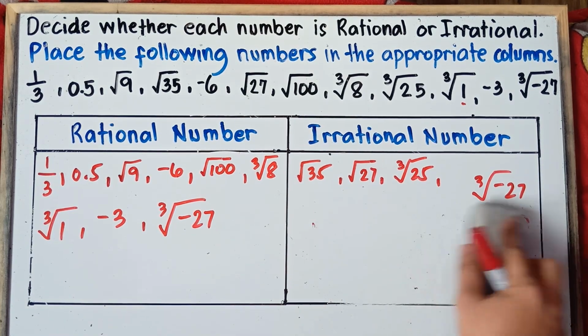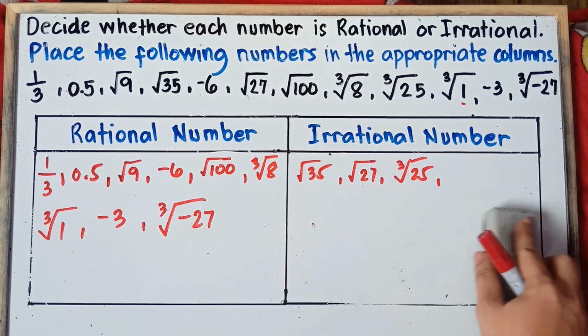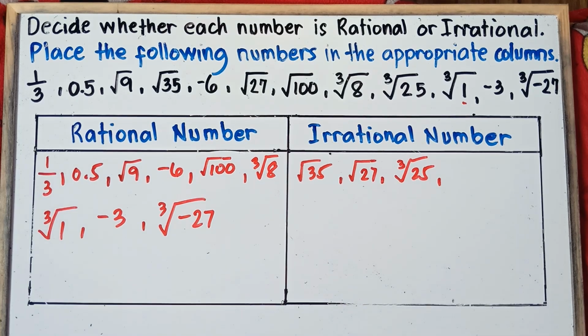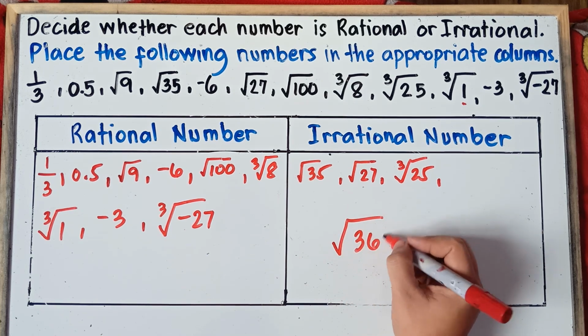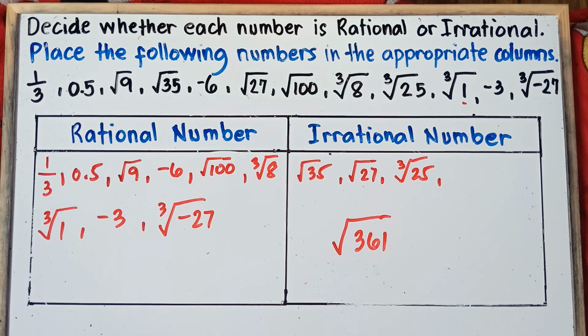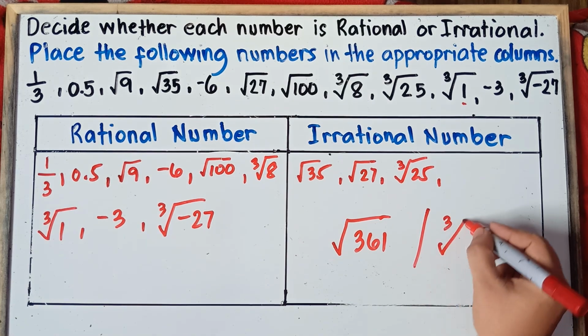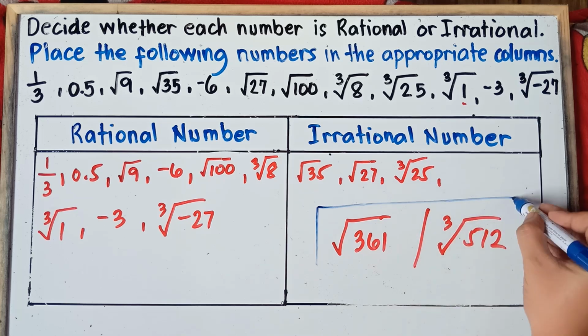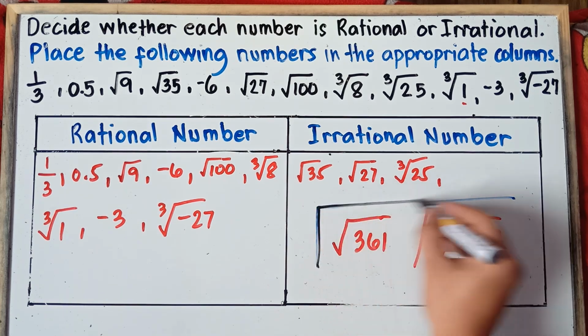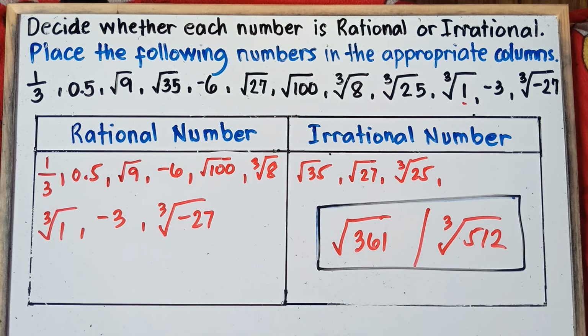Alright, then you try this one, class, and put your answer in the comment section down below. Let me check, class, if you really understand our topic. What if I say the square root of 361? Is it rational or irrational? And how about this one, the cube root of 512? You check if square root of 361 is a rational number, and whether cube root of 512 is an irrational number or rational number. And then you explain, class, why it is rational or why it is irrational.